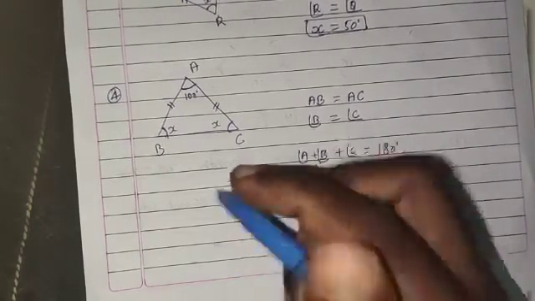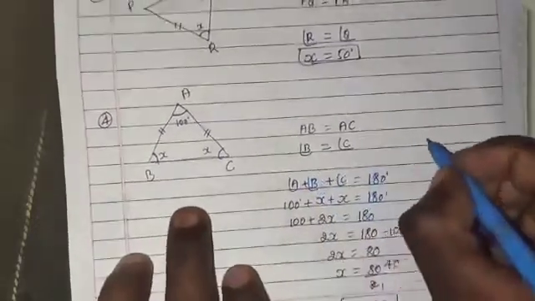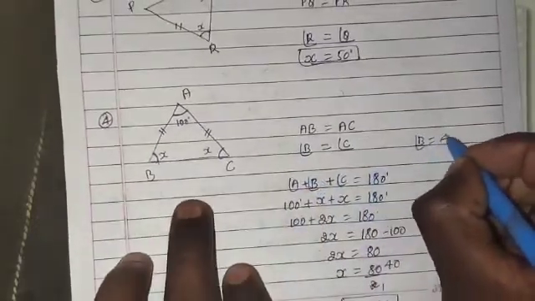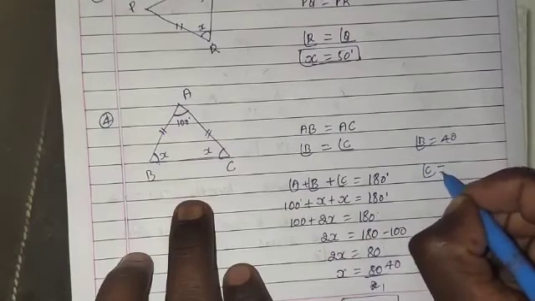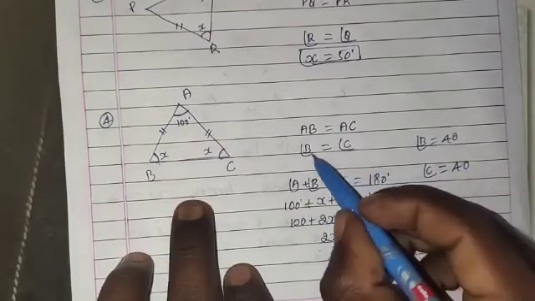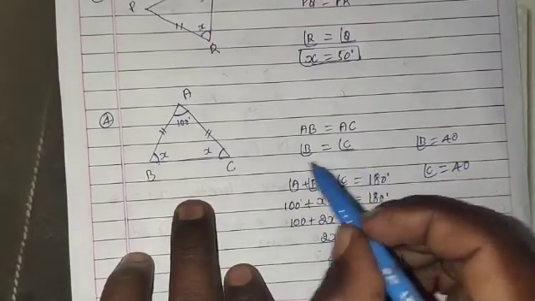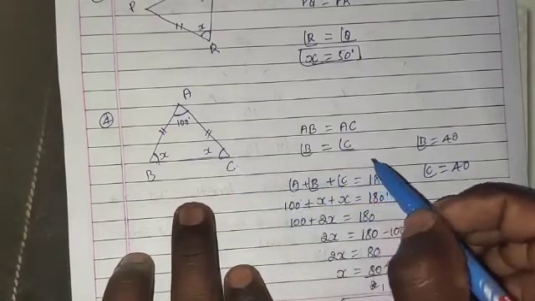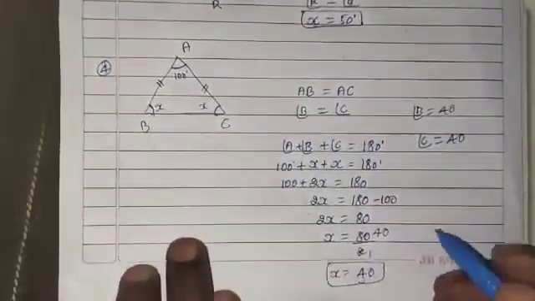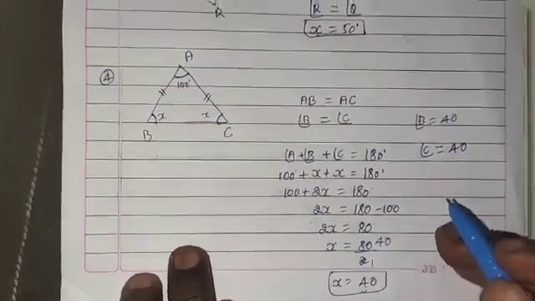Okay, here angle B is equal to angle C. So angle B is equal to 40 degrees and angle C is also 40 degrees, because angle B is always equal to angle C since it is an isosceles triangle. Okay, thus we find out the value of X in the isosceles triangle.